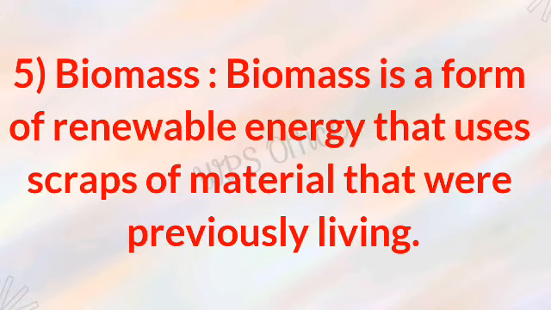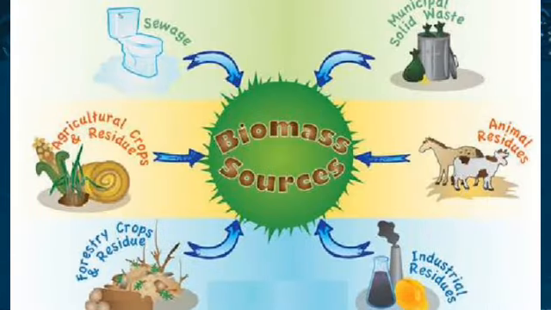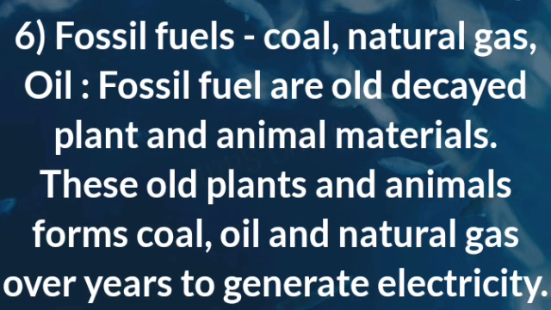Now, the fifth source of electricity is biomass. Biomass is a form of renewable energy that uses scraps of material that were previously living. Now, this is a picture showing various examples of biomass. See animal residue, plant residue, and so on. Garbage, industry residues, which come to form what? Energy.